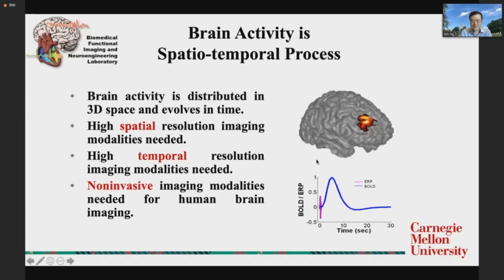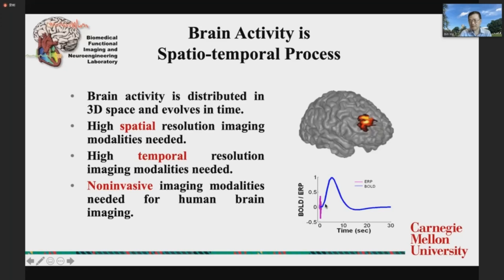So this slide illustrates one concept, that our brain activation is a spatiotemporal process. In this functional MRI map, as you can see here, the specific activation of a regional brain region is distributed in a three-dimensional domain. So different kinds of brain activity are located in different locations, and we need to find out where these brain activations are located. This is one aspect. Another aspect is if you look at this blue curve, which shows the temporal evolution of the BOLD MRI signal, from here to here, it's about 10 seconds.